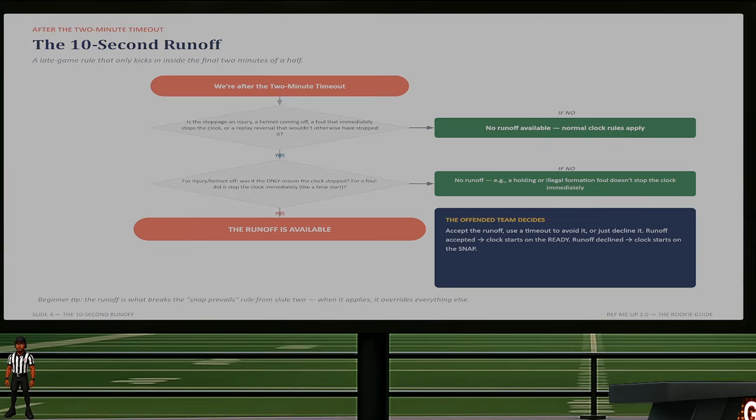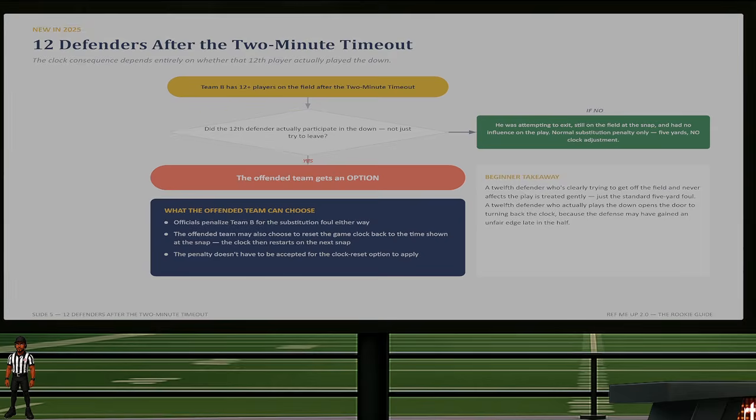If the runoff is accepted, the clock starts on the ready. If declined, the clock starts on the snap. Beginner tip: the runoff is what breaks the snap-prevails rule from slide 2. When it applies, it overrides everything else. 12 defenders after the 2-minute timeout. This is new in 2025, and the clock consequence depends entirely on whether that 12th player actually played the down.